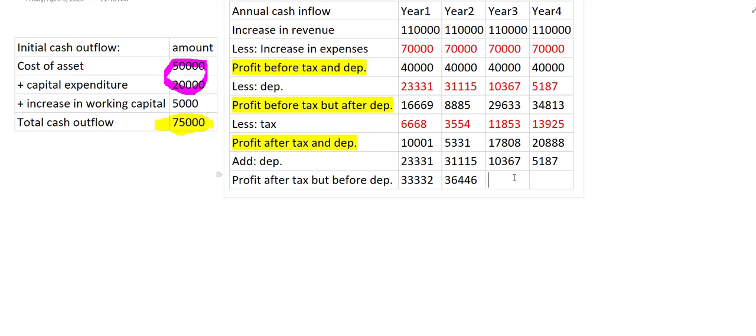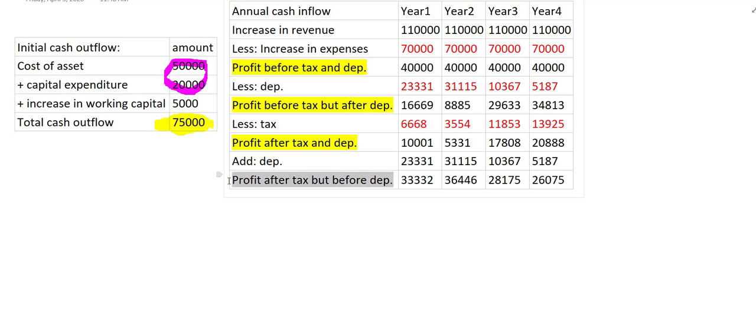The same you can do for the next year. 17,808 plus 10,367, which is equal to 28,175 for this year. And for the next year also, please add this one. 20,888 plus 5,187, right? Which becomes 26,075. So this is the amount. Basically, this is the amount that we need in the project. This is called profit after tax, but before depreciation. So this is the final result.